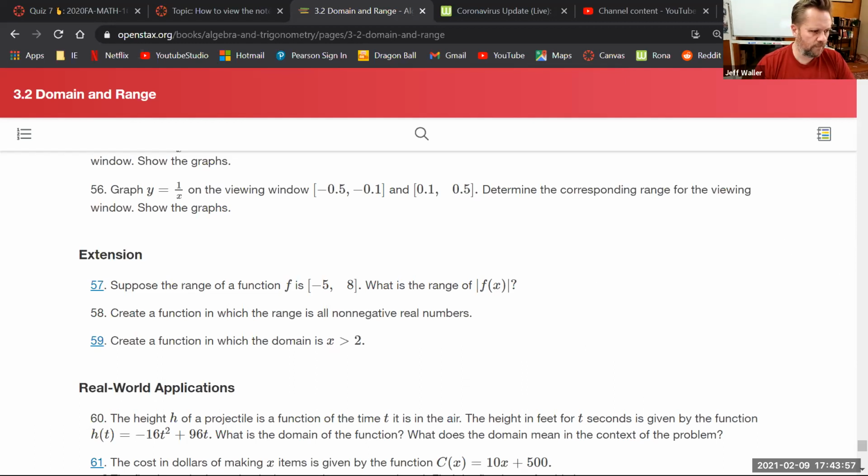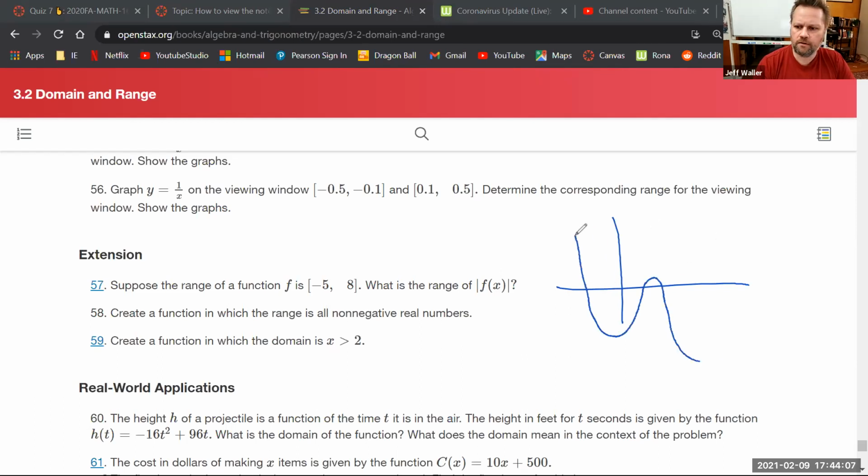Of course, what does an absolute value do to anything? Makes it positive. Okay, so if I had a function like that, so its range is currently, let's say, this is -10 right here, right? You guys with me? So what would its range be? -10 to infinity.